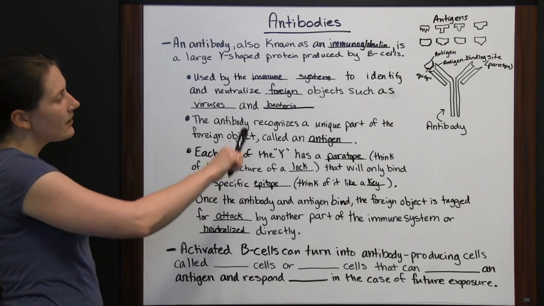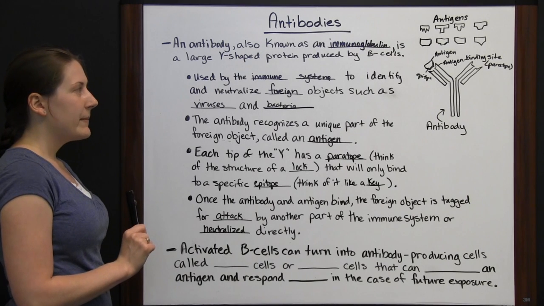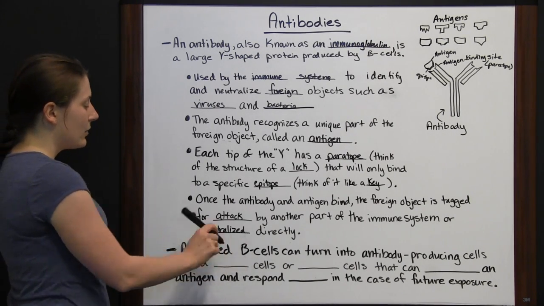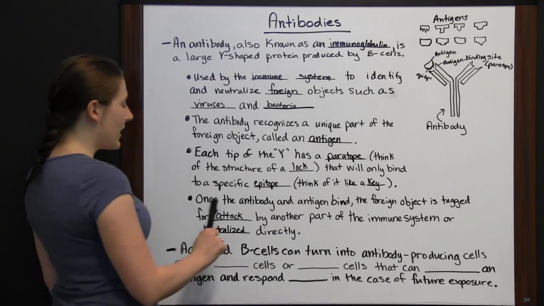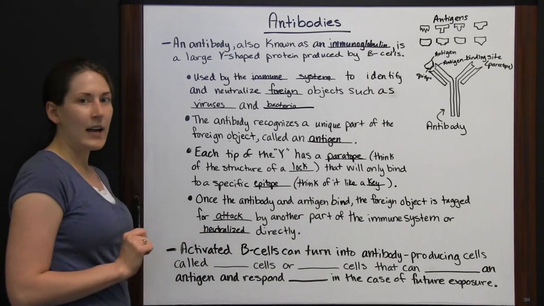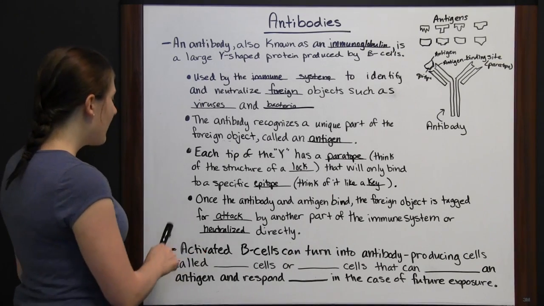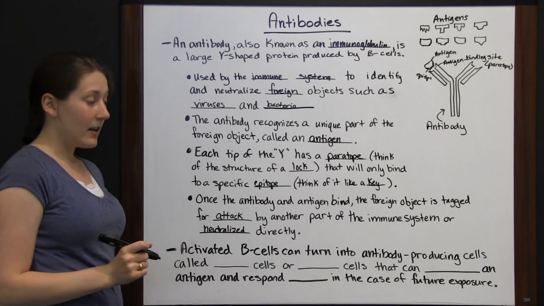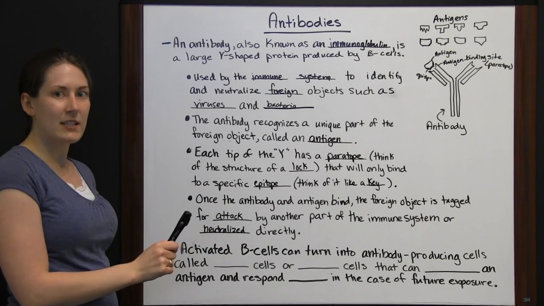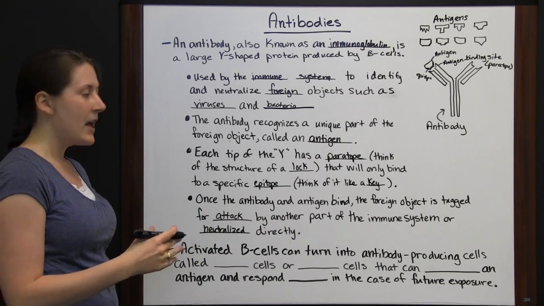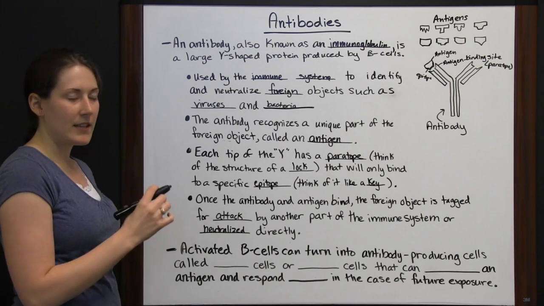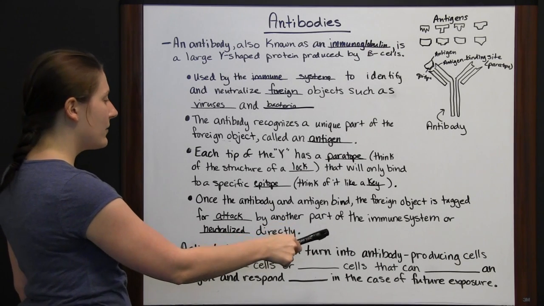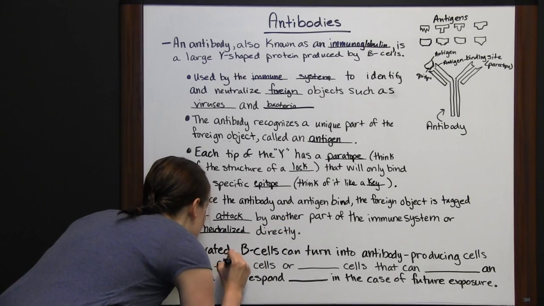So, now that you've seen your antibody and seen how it binds to antigens and how it can either neutralize the foreign objects directly or alert another part of the immune system to attack, let's go back to the B cells. Remember, antibodies are produced by B cells. So once a B cell has been activated, once there's some foreign object in your body that the B cells know about and they say, okay, we've got to get rid of this, the B cells can turn into antibody-producing cells called plasma cells.